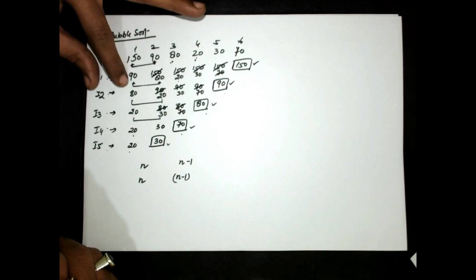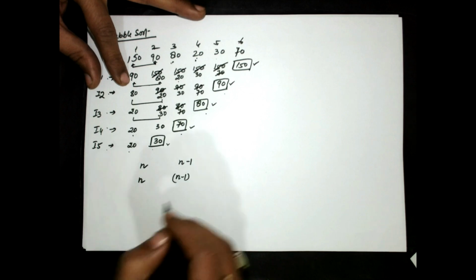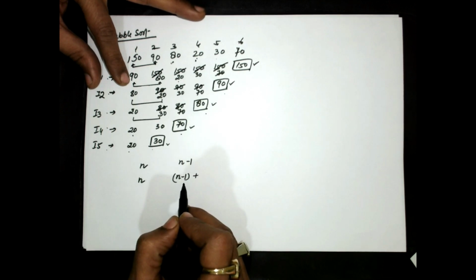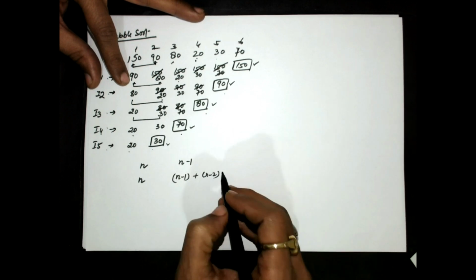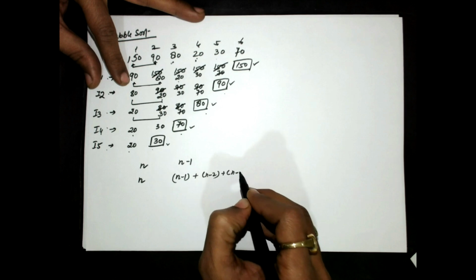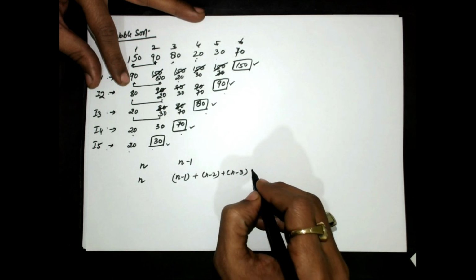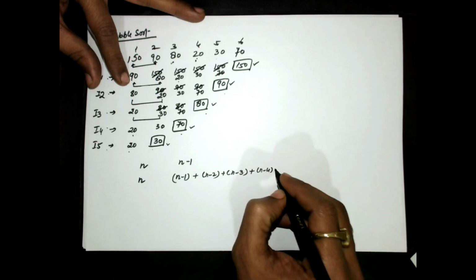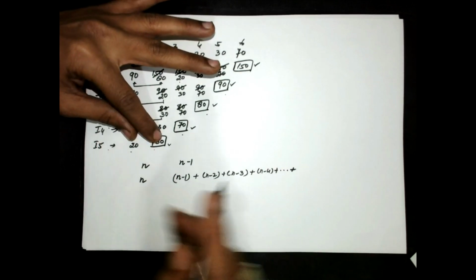In the second iteration, I performed one less comparison than the previous iteration. So since there were n minus 1 comparisons in the first iteration, there will be n minus 2 comparisons in the second iteration. In the third iteration, there will be one less comparison, so n minus 3 comparisons. In the fourth iteration, one less comparison, so n minus 4, and so on and so forth. In the last iteration, I need to do only one comparison.